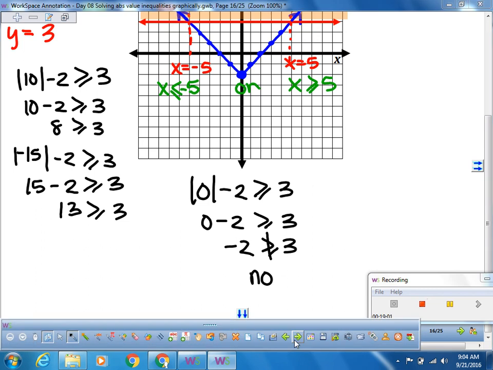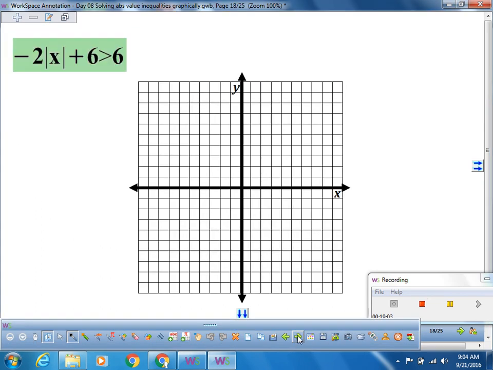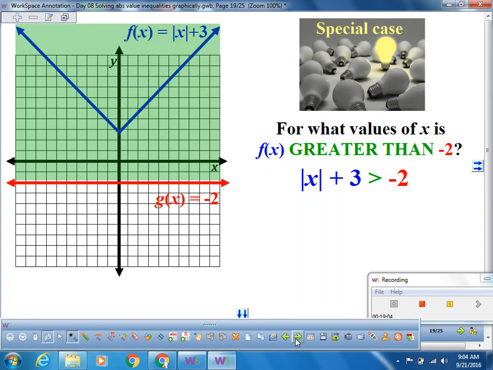Okay, I have one more thing to show you. Special cases. Check this out. So we can have negative signs on this side right here because we're talking about greater than and less than. We're not talking about it being equal to a negative number. We're just talking about whether it's greater than a negative number or less than a negative number. So let's look at this graphically. Here's my graph of the absolute value of x plus 3, and here's my graph of negative 2.